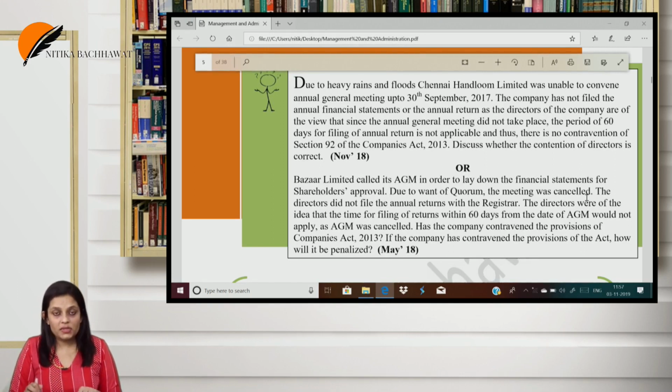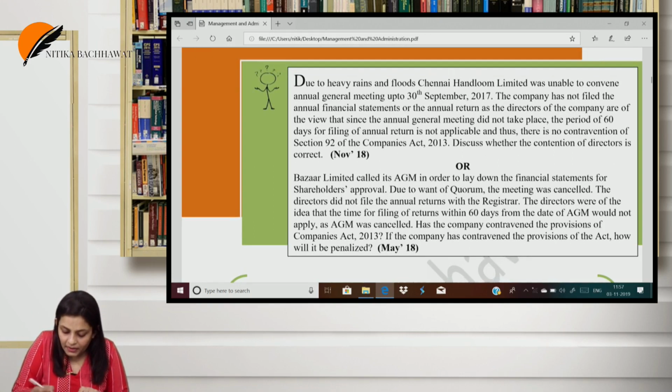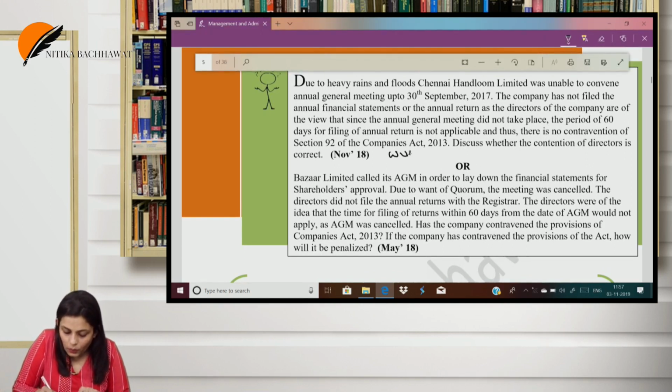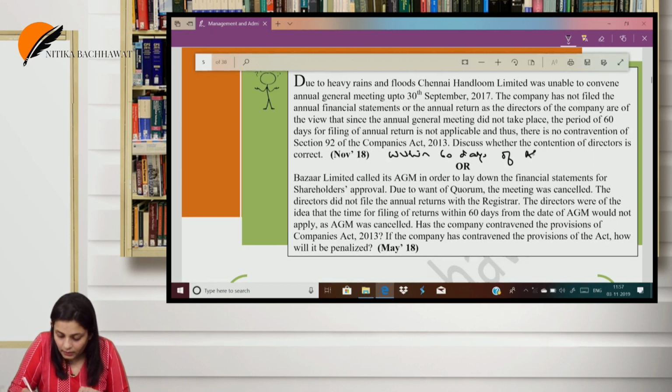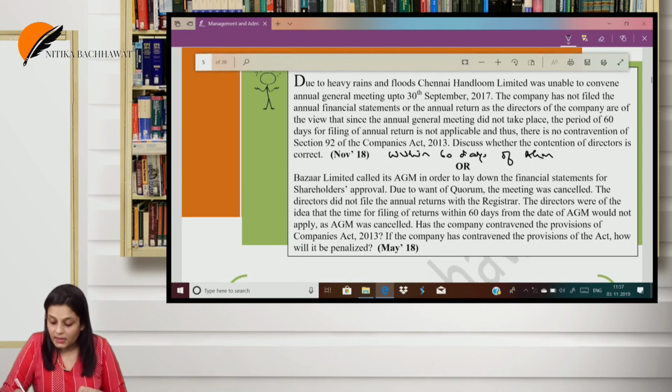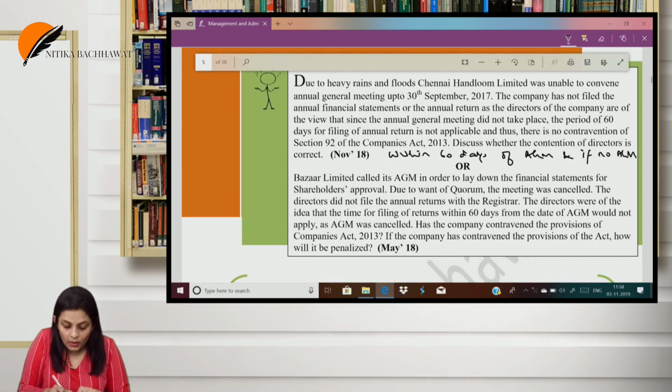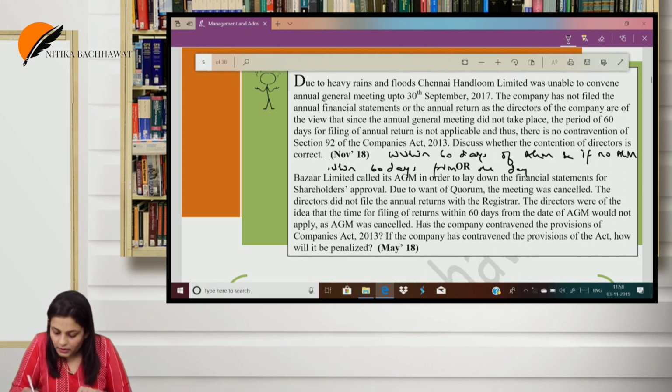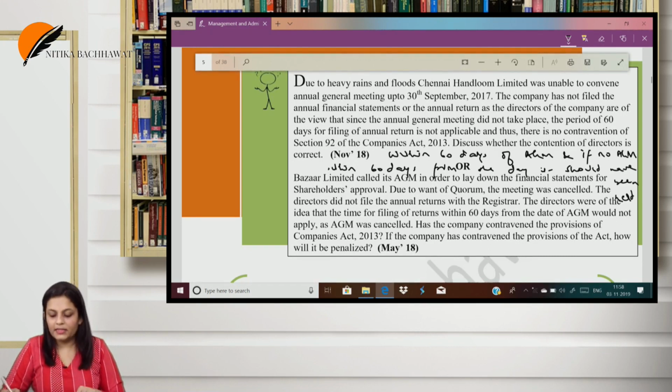Section 92 says that it should be filed within 60 days of the AGM, right? It further says, and if no AGM was held, within 60 days from the day it should have been held. So, if we consider this point, is the justification of the directors valid?